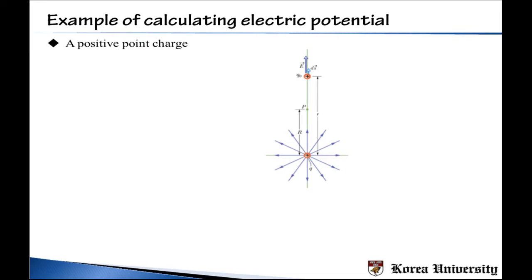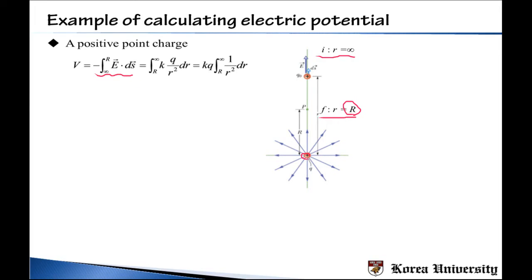Okay, then let's try one real example of calculating electric potential from a known electric field. The case here is a positive point charge. Here we have plus Q, and you see the electric field lines going out. If you take the definition of the potential from the previous slides, what we have to do is take the positive test charge from infinitely far away down to the current position. Let's call this large R. And this is the integration we have to do.